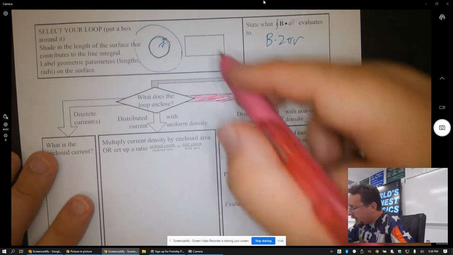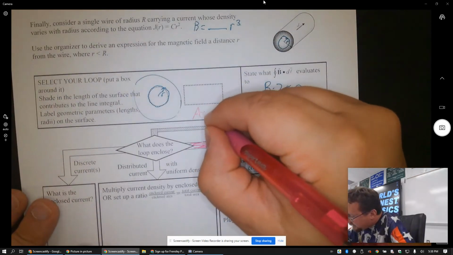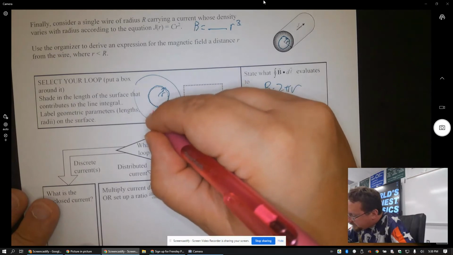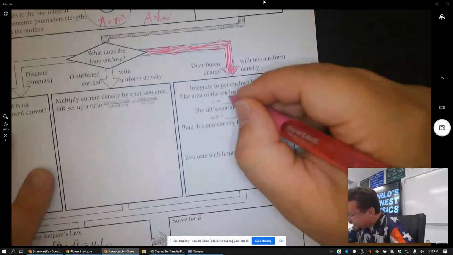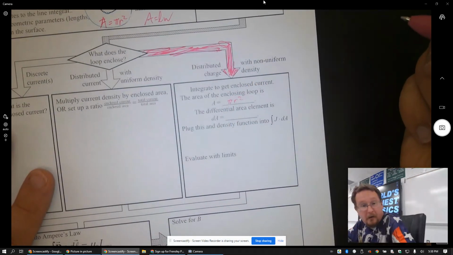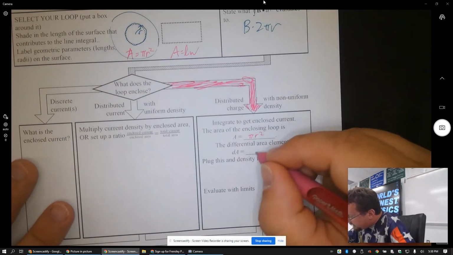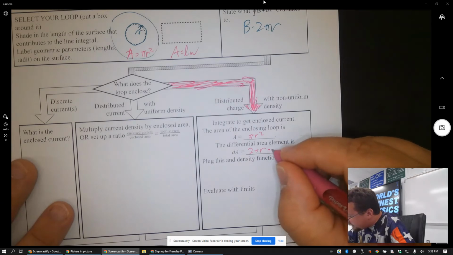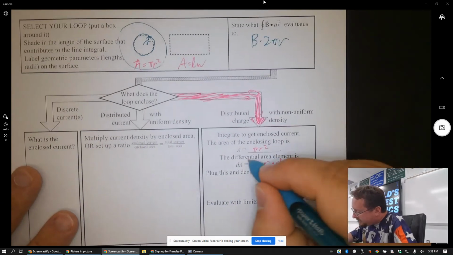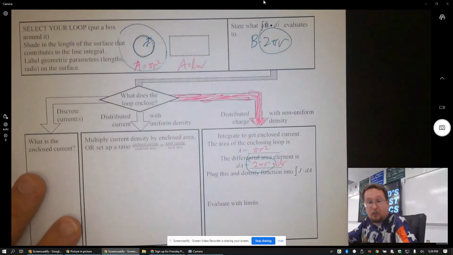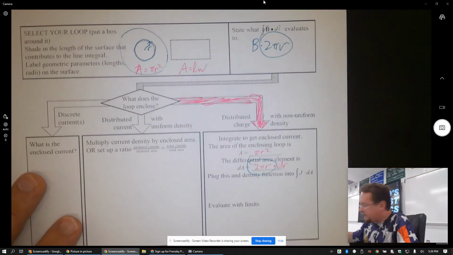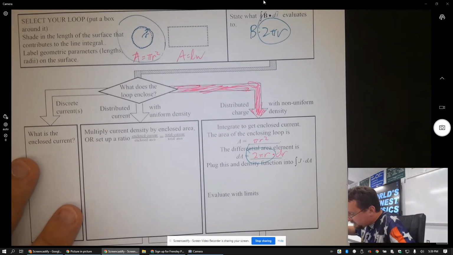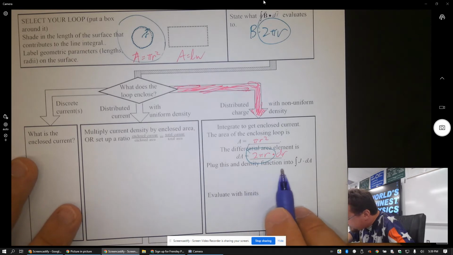What's my area? Well, your area is either one of two things: length times width or pi r squared. Today it's going to be pi r squared. The differential, the derivative of that, is 2 pi r, but it's an implicit derivative since I took a derivative of r, dr. Do you remember when I said that this is the same as that? Well, it still is. Okay, so now let's plug this and the density function in.